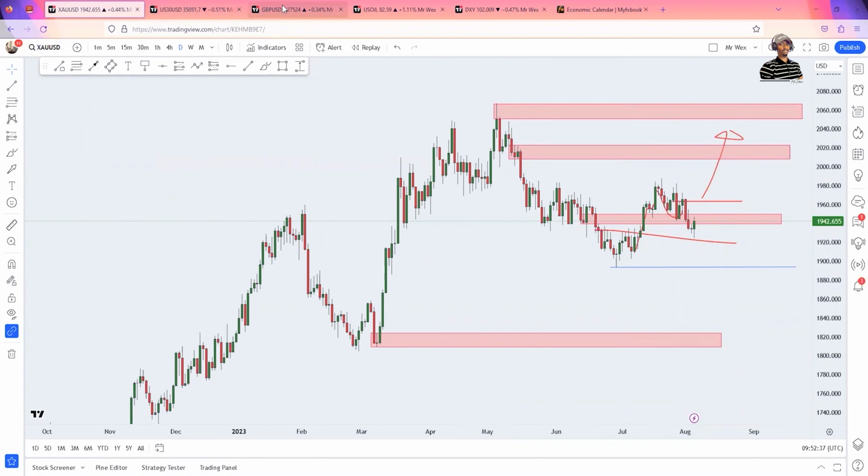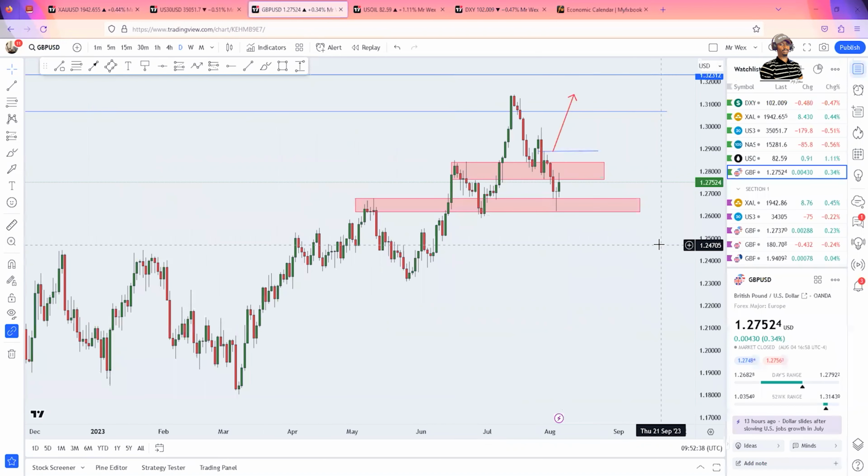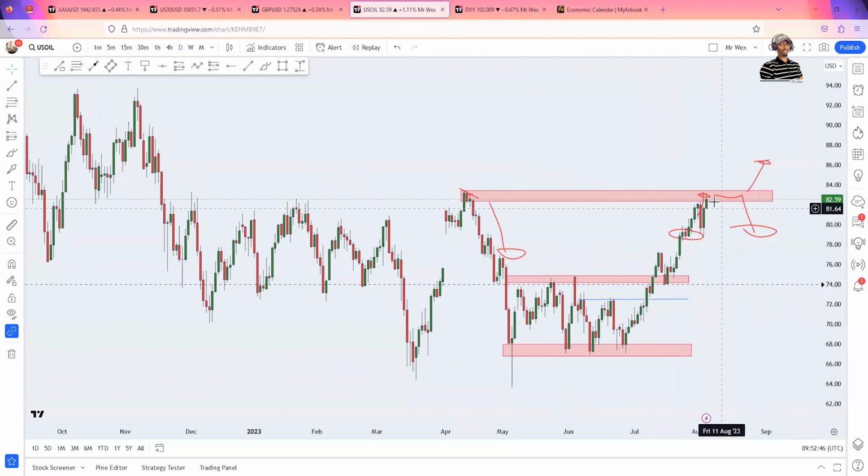GBPUSD, we did not even have a trade based on the weekly analysis because it did not break above the previous high as expected. US oil, we are expecting accumulation around the supply for price to drop. We did see a drop abruptly before it now pushes towards the zone again to retest that area.